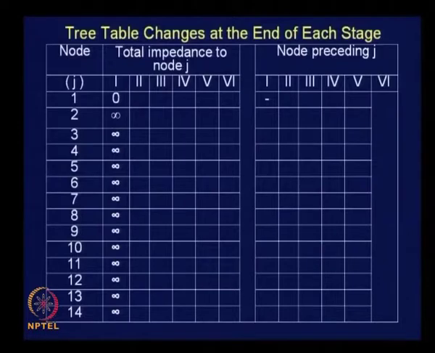Similarly, we are interested to know the node preceding j, so that the link connectivity is clearly known to us. So, that has to be entered for every step of assigning your traffic, right.